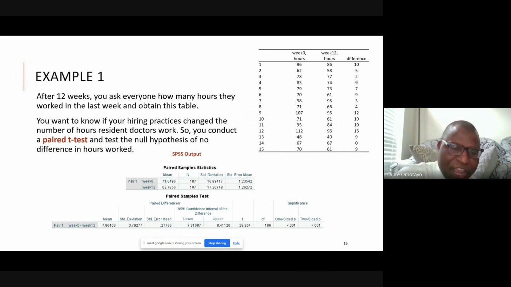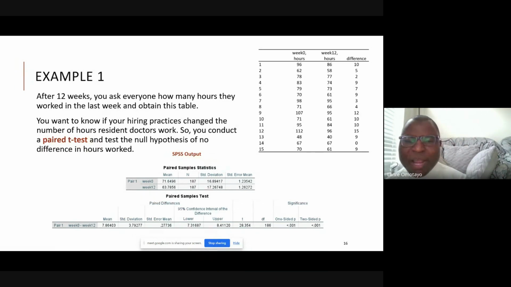This is the standard deviation, 3.792. This is the standard error, 0.277. Now, they've done the 1.96 times the standard error that we talked about. When they subtract it from the point estimate, they get 7.31 for the lower limit, and when they add it, they get 8.41 for the upper limit, meaning that the actual difference in the amount of hours worked between week 0 and week 12 is 7 to 8.